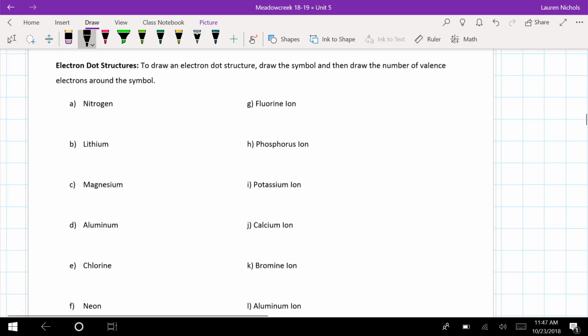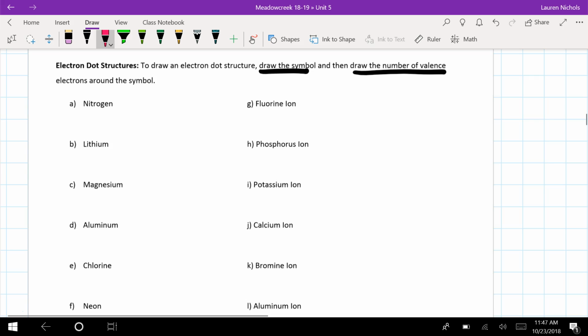The last thing that we talked about today in class, and today is October the 23rd, is electron dot structures. And so an electron dot structure is pretty easy. You draw the symbol, step one, and then you draw the number of valence electrons around it as dots. That's why it's electron dot. The dots represent the electrons. Now, that means you need to remember how to determine the number of valence electrons.